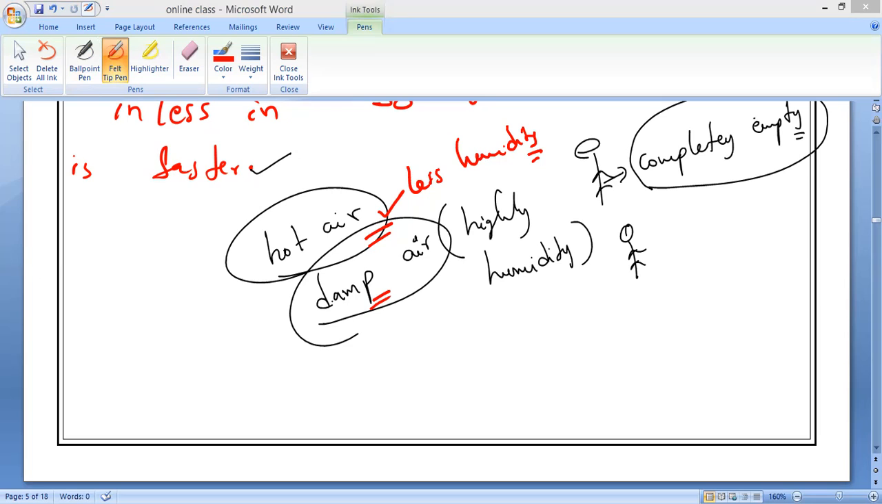If the humidity of air is high, then the rate of evaporation is less. That is what you have to remember. So this is the third factor. So you can tell me in which areas the humidity is more.